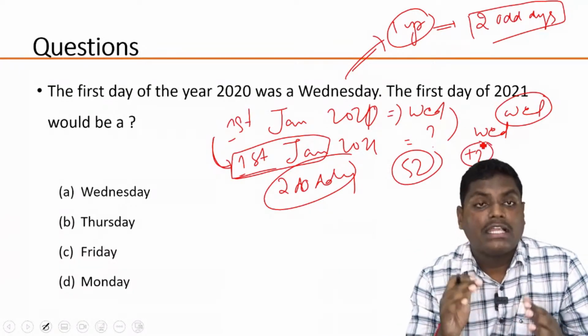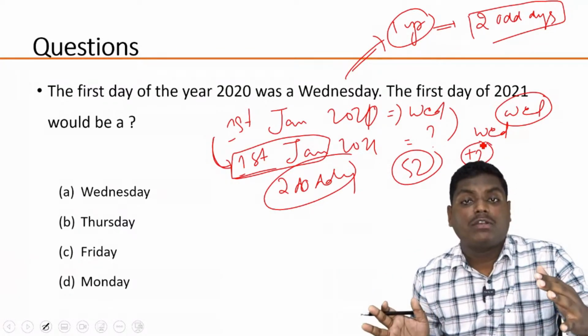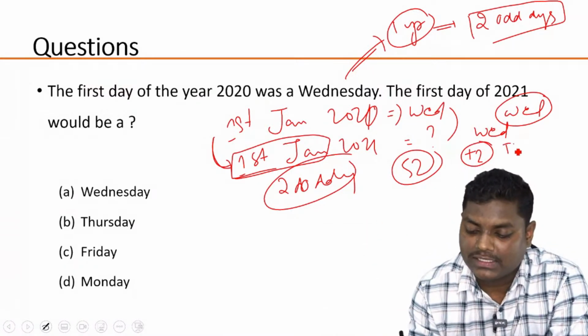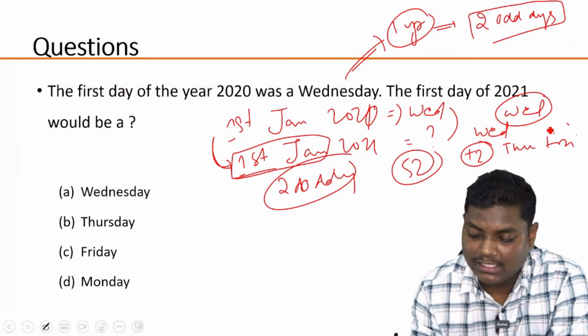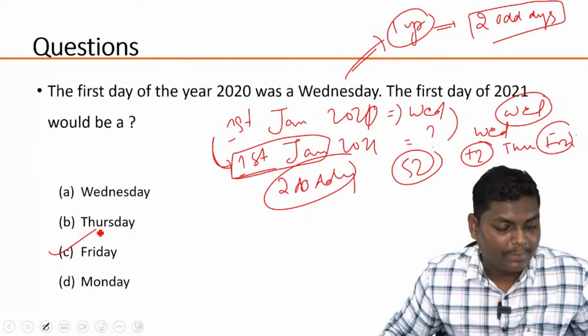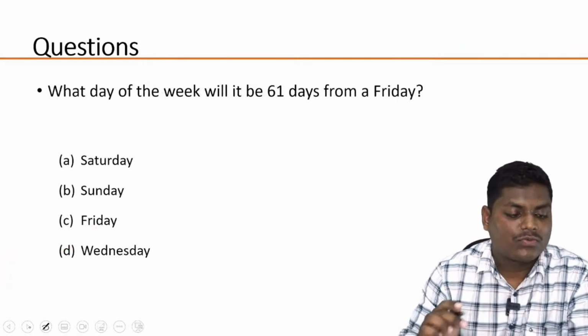Since Wednesday to Wednesday 52 weeks will be done, now we are having 2 more days extra. So these 2 days will be Thursday and Friday. So the correct answer is Friday, C. Correct. Now moving to the next question.